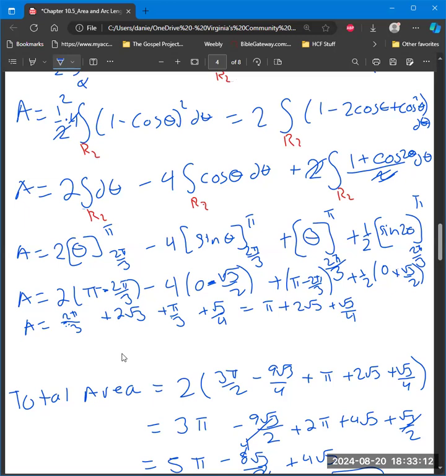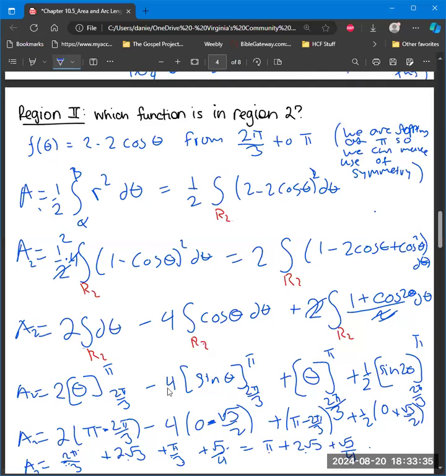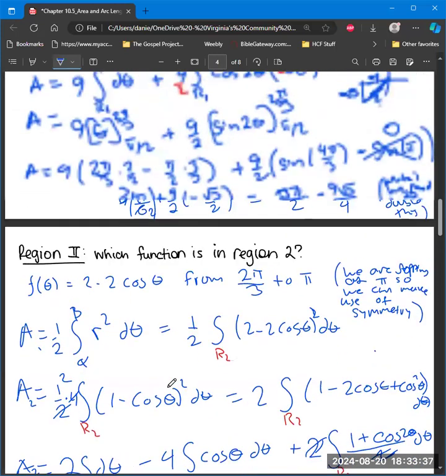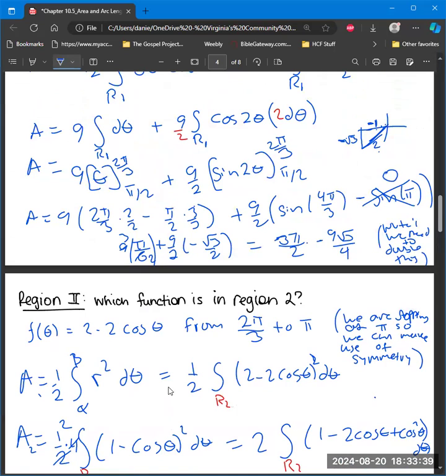Now, as I mentioned before, I have 2 pi over 3 and a pi over 3 that add together to give me a pi. I have a 2 root 3, and I have a root 3 over 4. Now to get my total area, I'm going to have to take 2 times, and I'm going to call this area 2 here. And I'll call this one area 1 up here.